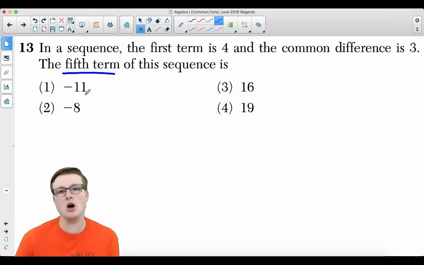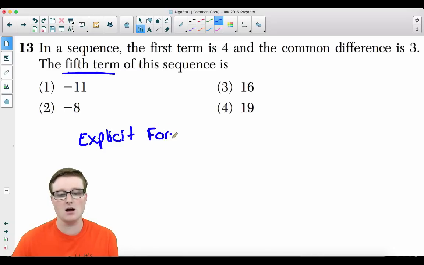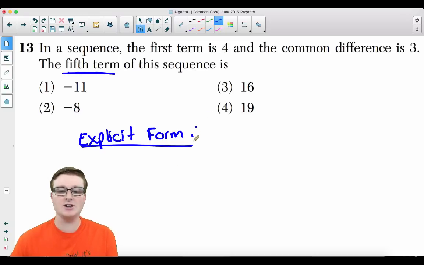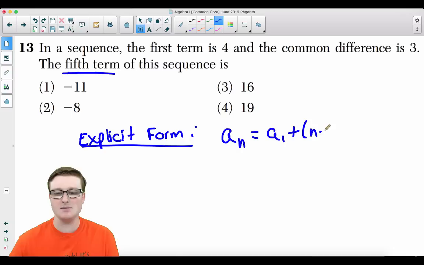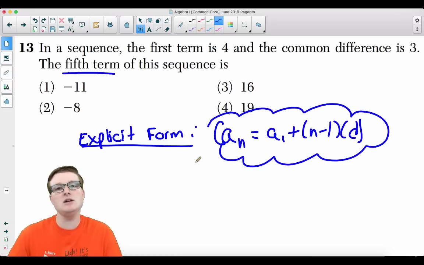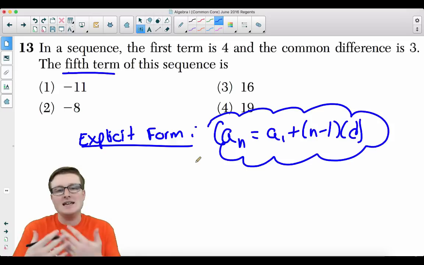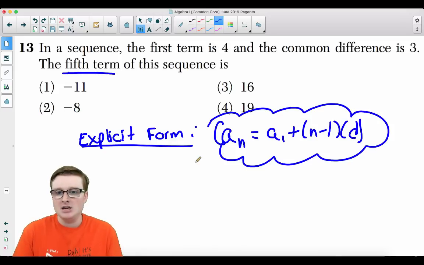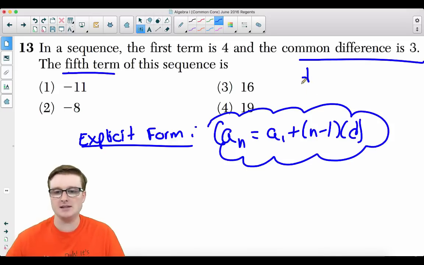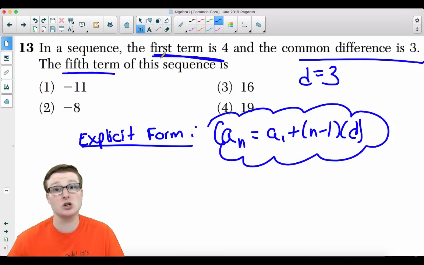So you need to know what's called the explicit form of a sequence. And this is actually found on your reference sheet. The explicit form of a sequence is a sub n is equal to a sub 1 plus n minus 1 times d. This formula, ladies and gentlemen, could actually be used to find any term in a sequence that you might desire. So the common difference is 3, so that means that d is 3, your first term is 4, so therefore a sub 1 is 4.